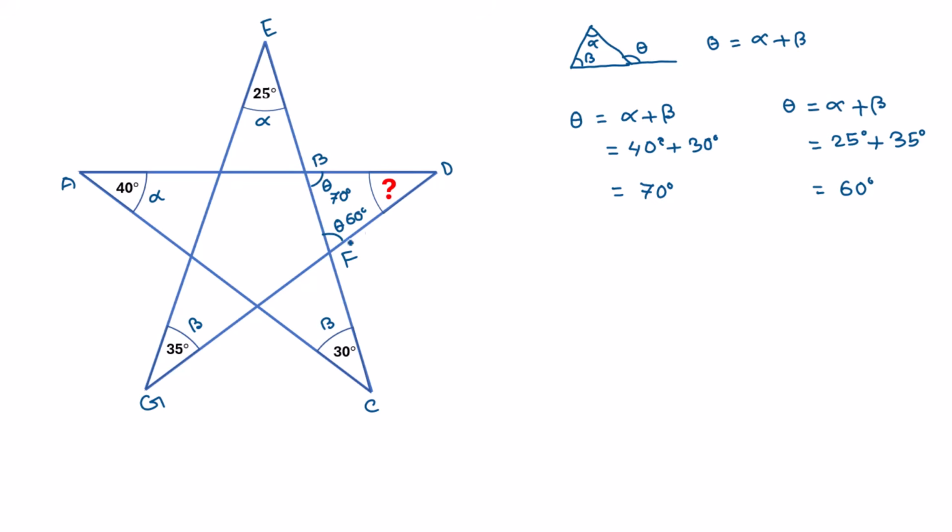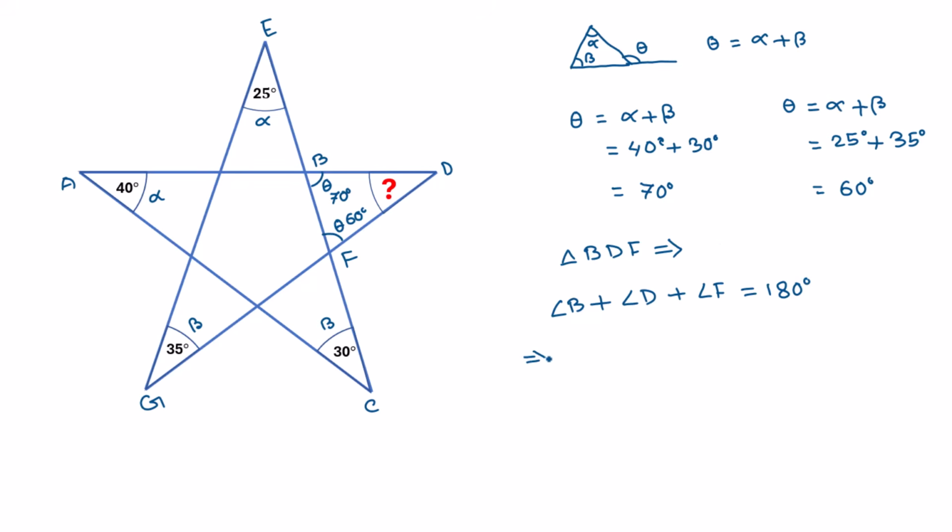Now focus on triangle BDF. In this triangle B, D and F, the sum of these three angles will be 180 degrees. So angle B plus angle D plus angle F is 180 degrees.